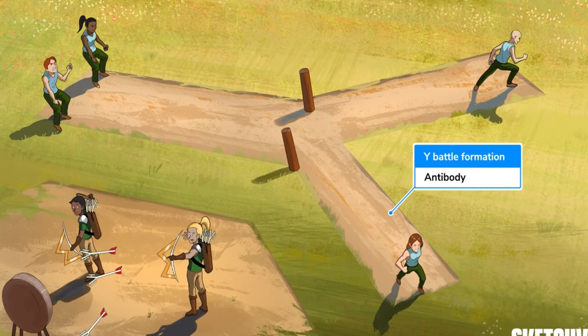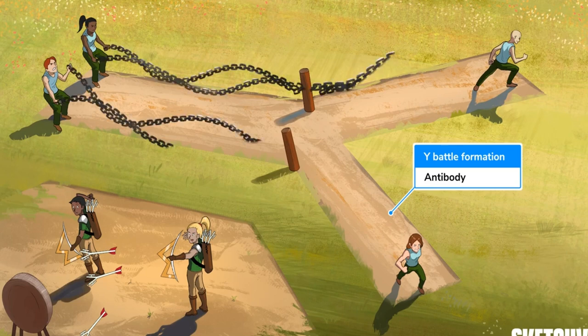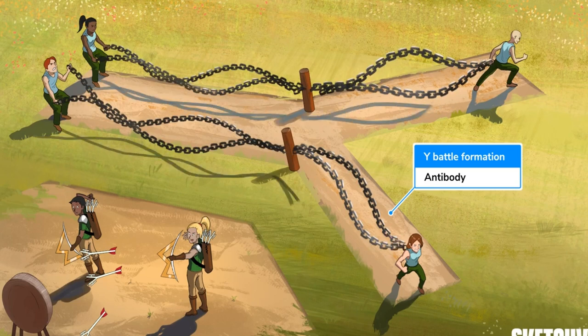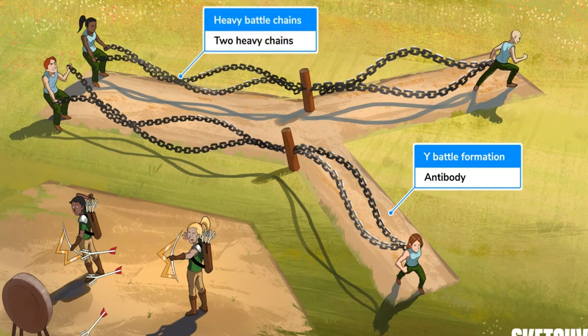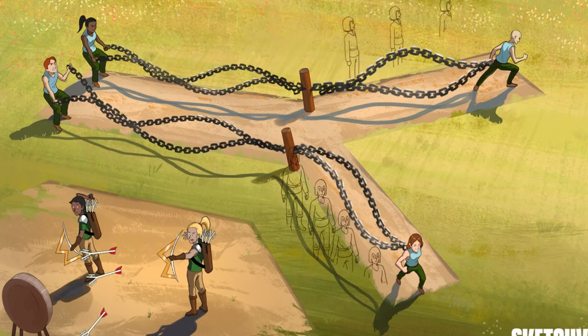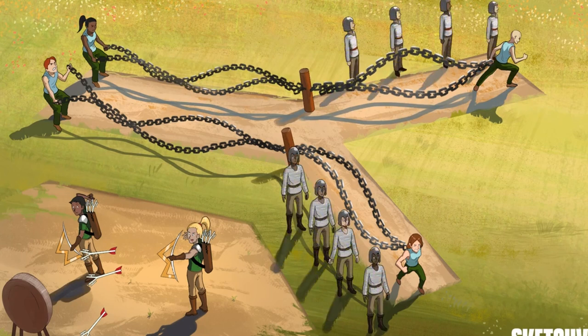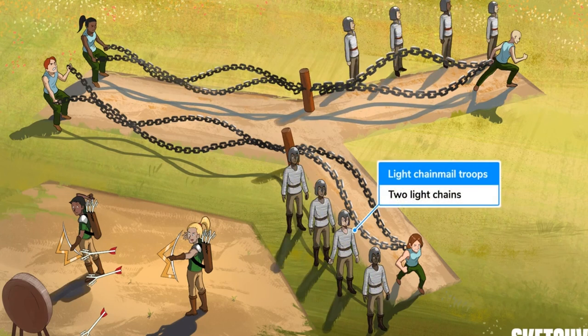So first off, as we discovered in our pre-sketch yoga, antibodies are generally Y-shaped, which is why our battle formation here is also Y-shaped. An antibody is made up of 4 polypeptide chains in 2 identical sets, just like these soldiers. Each identical set has a heavy chain and a light chain, so that's 2 heavy chains and 2 light chains, or 4 chains in total. These heavy battle chains in the center symbolize the heavy chains that form the overall Y shape of an antibody. And then on the outside arms of the Y, we have these light chain male troops that represent light chains.